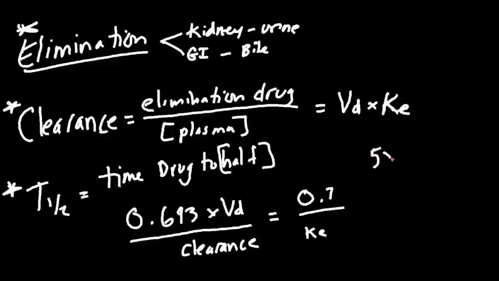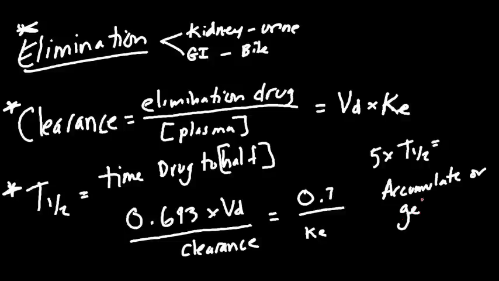Also of note, it'll take 5 half-lives, T half, to accumulate blood in the system. So if our drug has a really short half-life, here, I'll finish my writing and then I'll explain it. So 5 times T half-life, accumulate or get rid. So what am I saying by this? It'll take 5 half-lives for the drug to either get to pretty much full accumulation to our target dose, or to get rid of the drug for the most part.